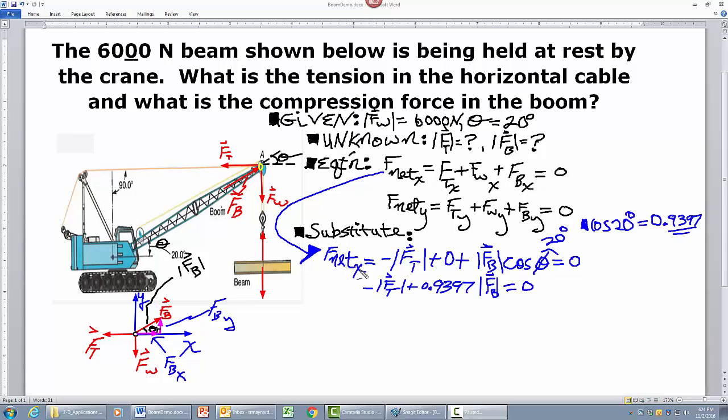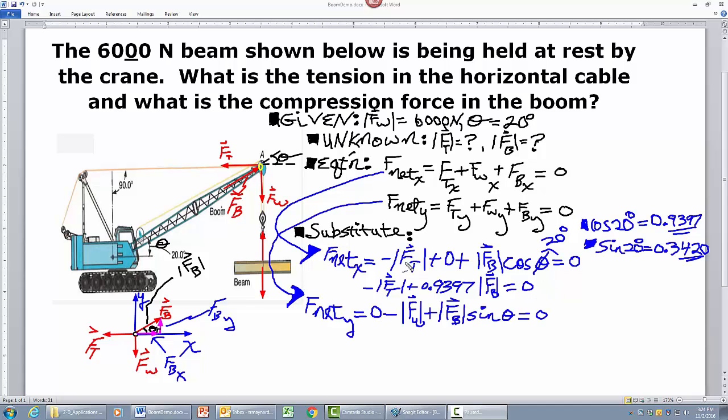Substituting in numerically, we have minus the magnitude of the tension force plus 0.9397 times the magnitude of the boom force is 0. This is one equation with two unknowns. We need to write the other equation. For F net of y, we get the y component of the tension vector is 0 since it is out the negative x-axis, plus the y component of the weight vector. That is minus the magnitude of the weight vector since the weight vector is along the negative y-axis, plus the y component of the boom force vector.